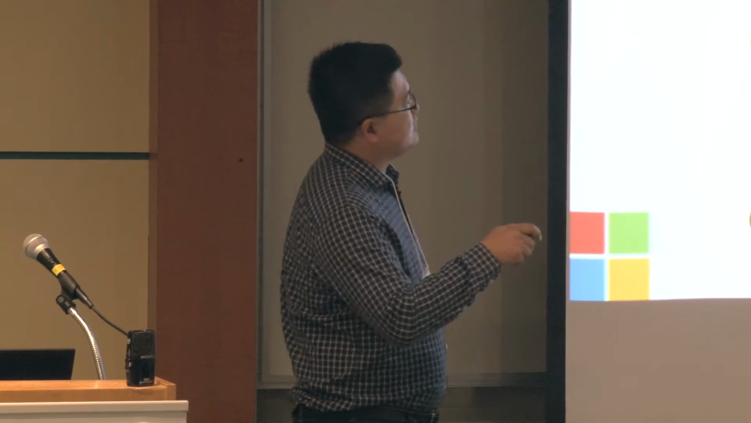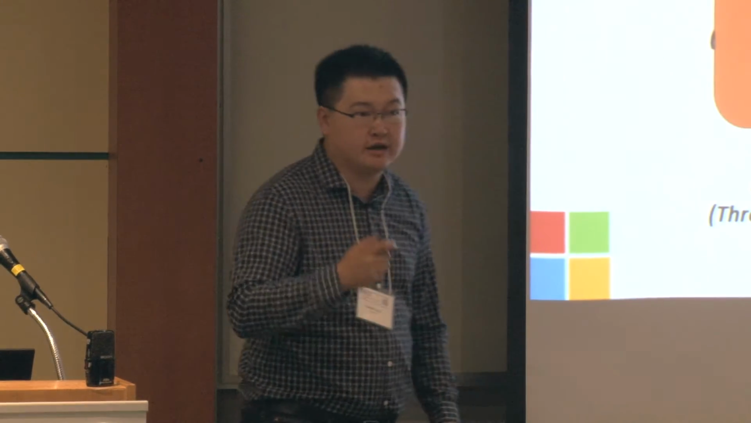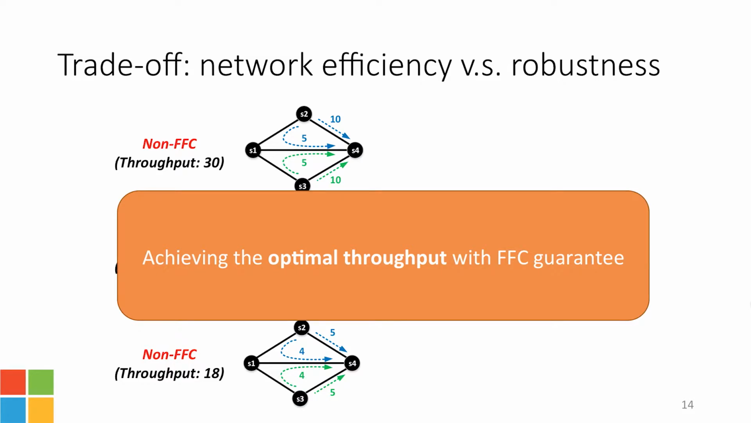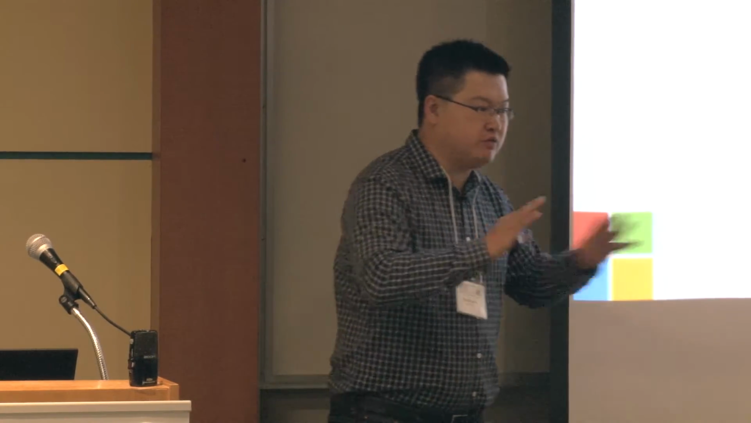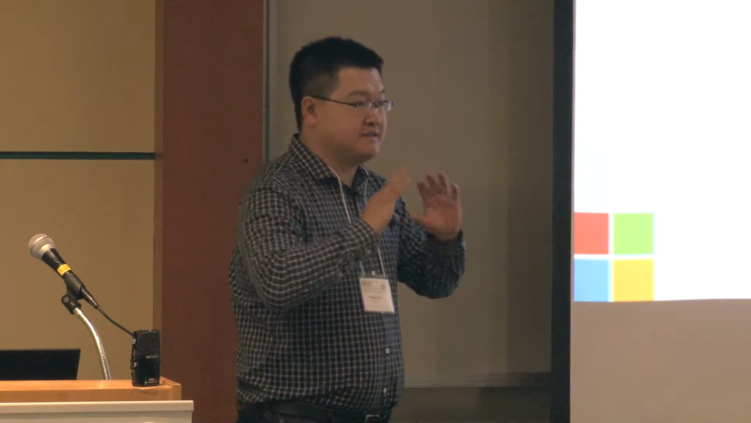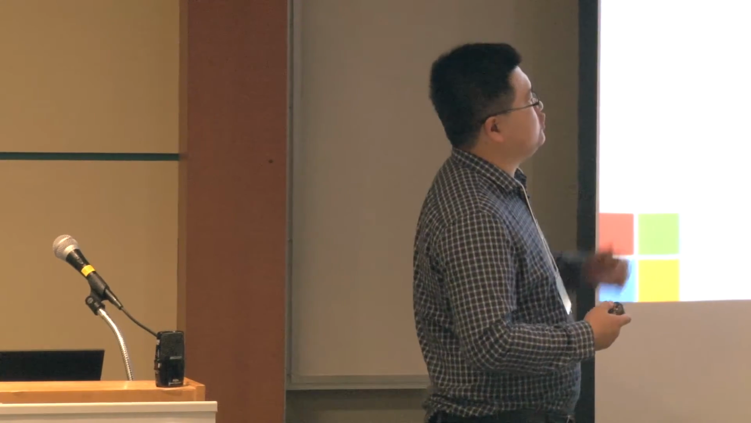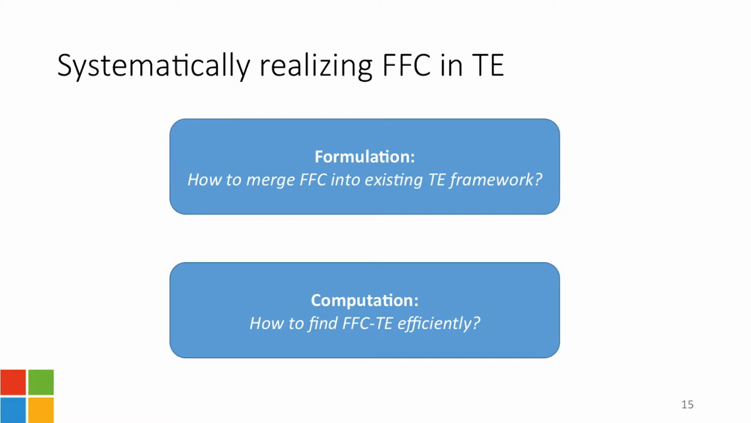And based on the trade-off between efficiency and robustness, we want to find a sweet spot. What we want to find is, under an FFC guarantee, the traffic engineering that achieves the optimal throughput. By optimal, I mean that I can fully satisfy all the traffic demands, or satisfy them as much as possible. So now let's systematically consider how to achieve FFC. And we have two questions to answer. First, how to model this concept. Second, how to find FFC TE.